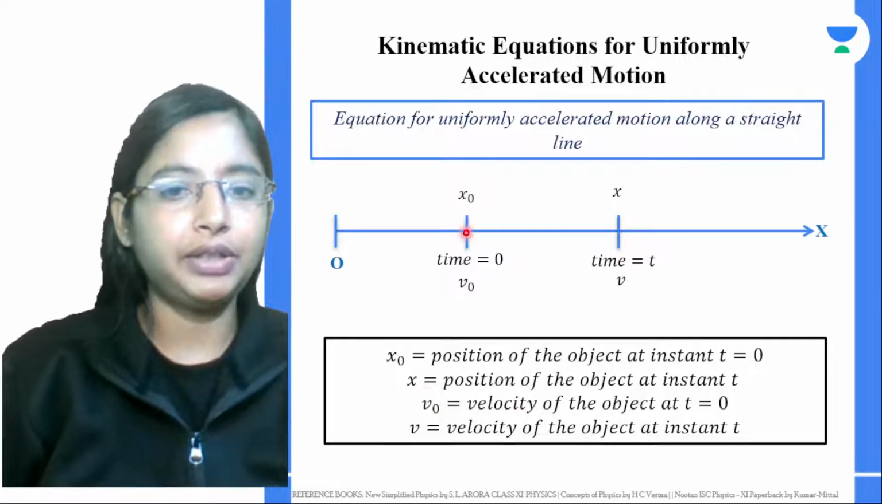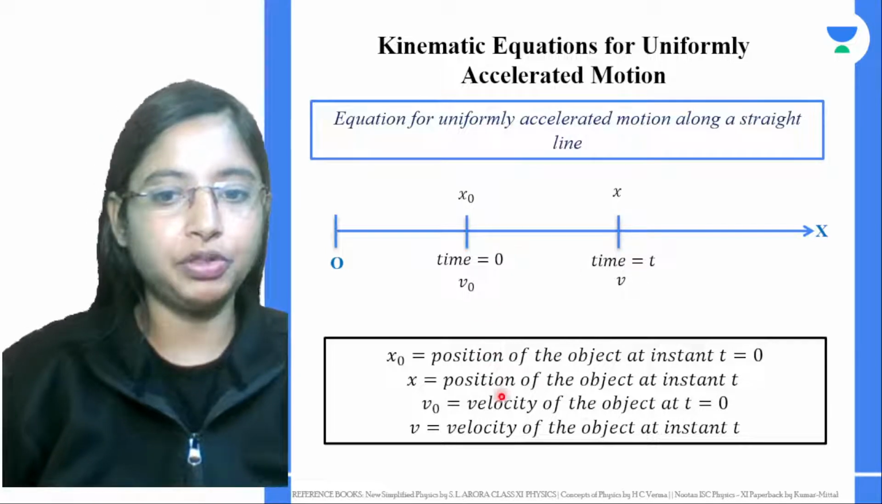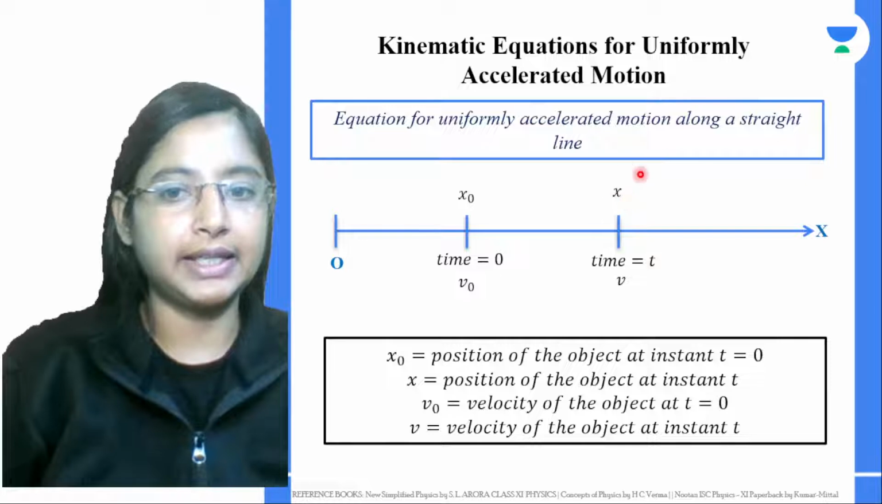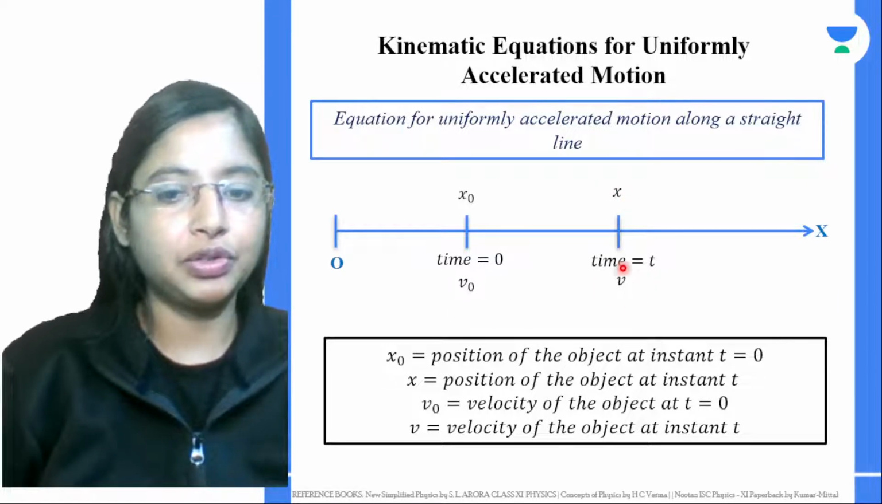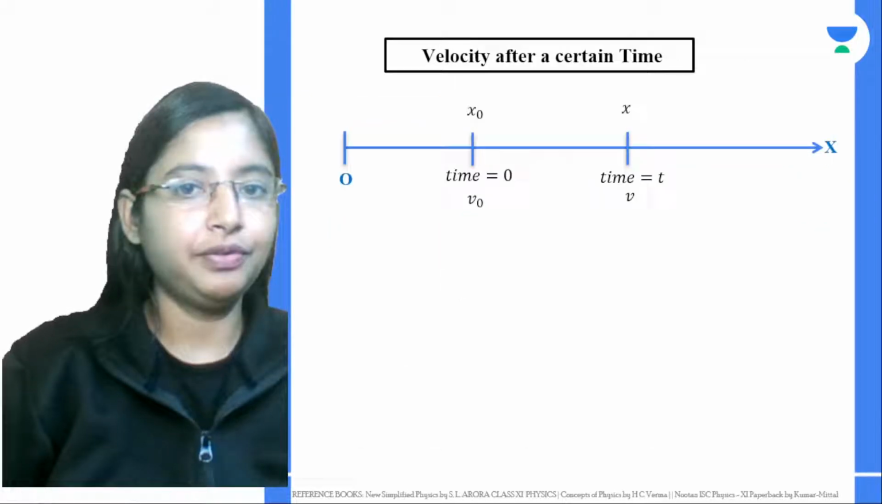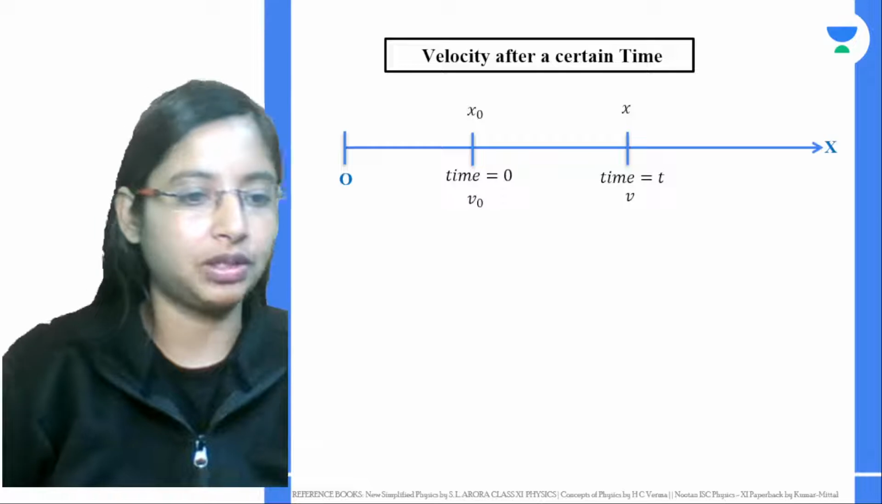Now after some time, the position of the object at an instant t is taken as x, and the velocity associated with that object at that instant t, we took it as v. Now keeping this in mind, first we saw what was the velocity after a certain time.